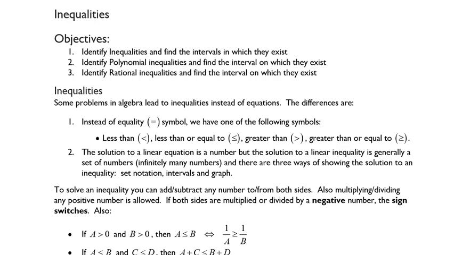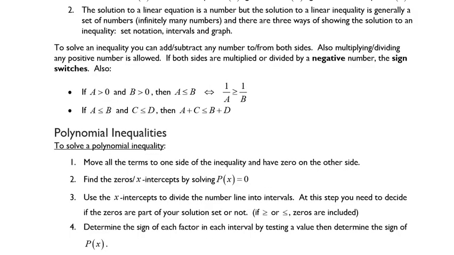It's important to remember some problems in algebra lead to inequalities instead of equations. The differences are, instead of an equality with an equal symbol, we have one of the following symbols: less than, less than or equal to, greater than, and greater than or equal to. The solution to a linear equation is a number, but the solution to a linear inequality is generally a set of numbers. Infinitely many numbers, and there are three ways of showing the solution to an inequality: set notation, interval notation, and graphs.